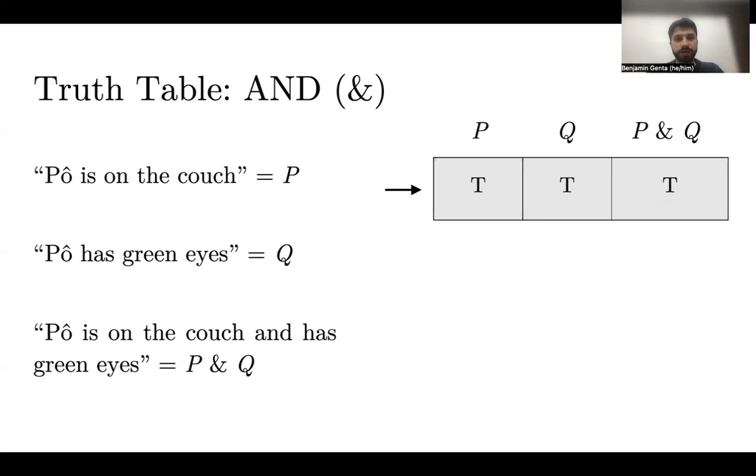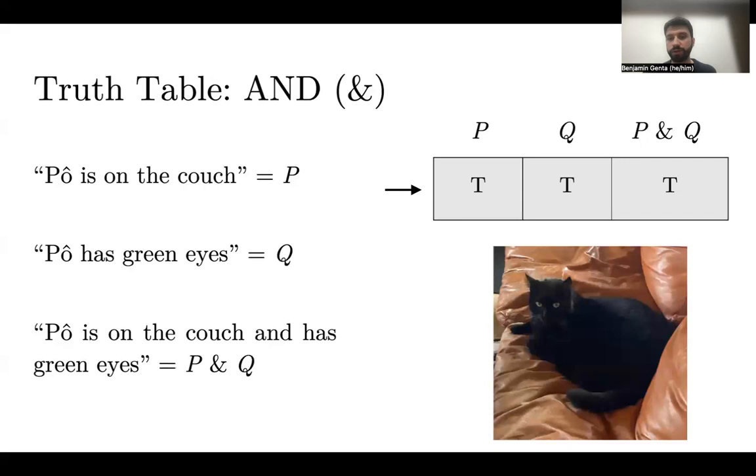So let's look at all the possibilities. Let's look when P and Q are both true, right? Bo is on the couch and Bo actually has green eyes. In this case, I've said 2 true things and I've put them together in a conjunction. And so the sentence, Bo is on the couch and Bo has green eyes, is true, right? And this is actually the case, I think.